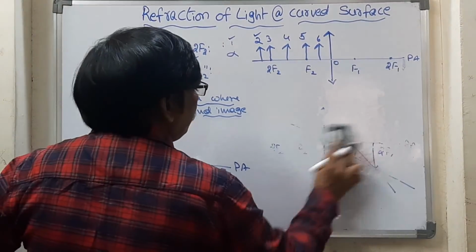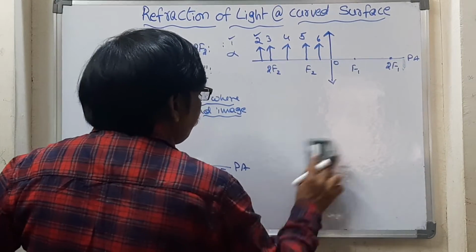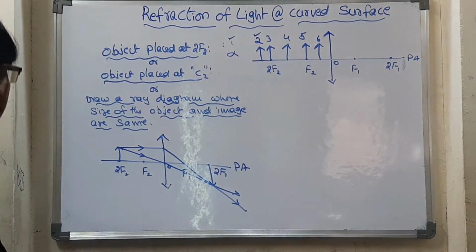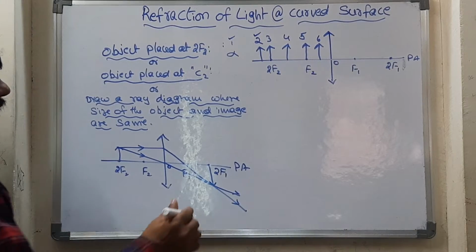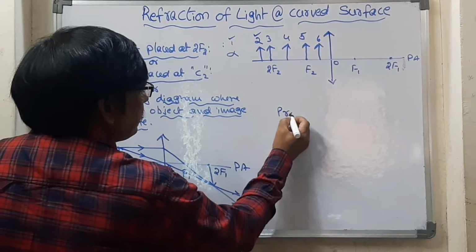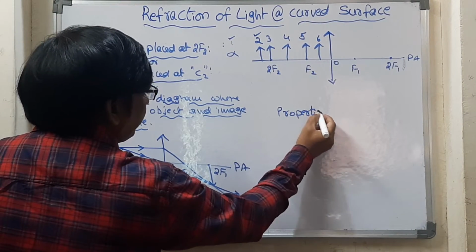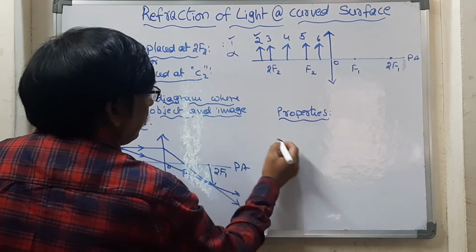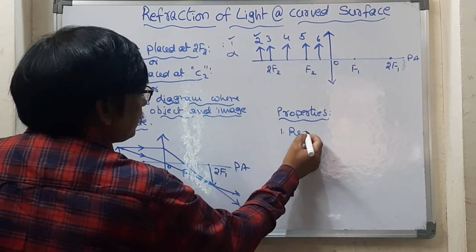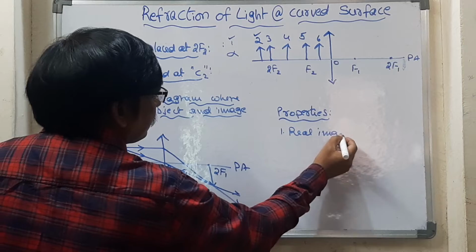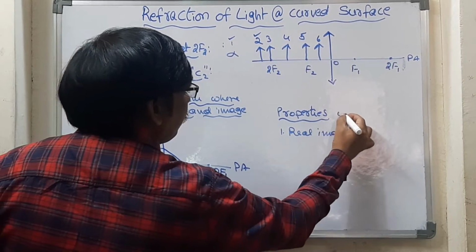Okay, what are the properties of the image? Now let us see. What do we have to write first? First we have to write whether the image is real or virtual, and the properties. The first property: is the image real or virtual? That is a real image. Properties of image.